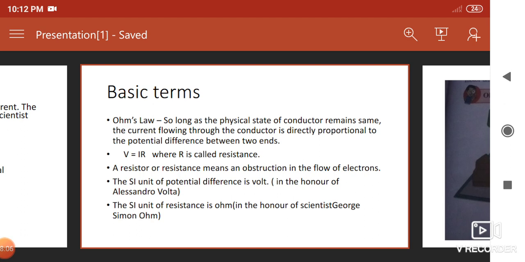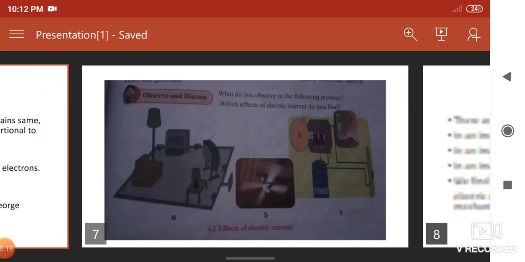Ohm is given in honor of the scientist George Simon Ohm. In honor of this scientist, the SI unit of resistance is ohm.